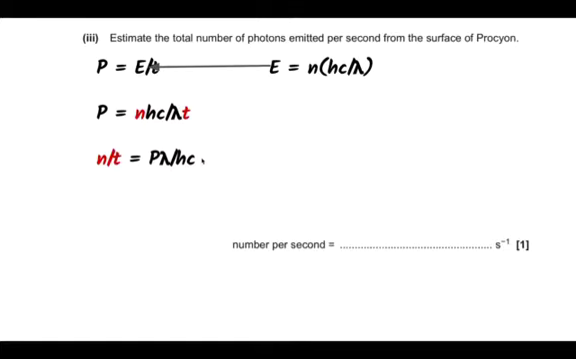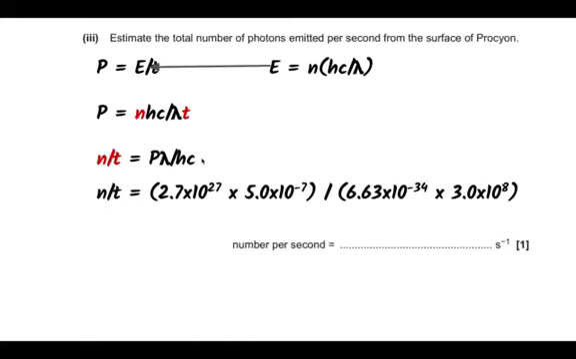And then I'm just going to plug in the numbers from the question. Always show this line in your working. Always do this. So I've got power 2.7 times 10 to the 27, lambda 5.0 times 10 to the minus 7, divided by Planck's constant and the speed of light. So the unrounded answer to many significant figures is going to be 6.7873 times 10 to the 45 photons per second.